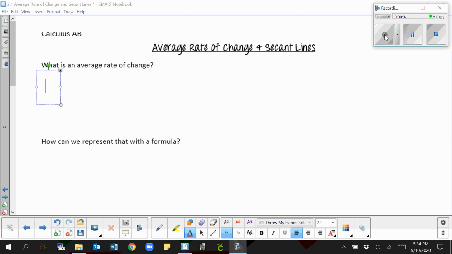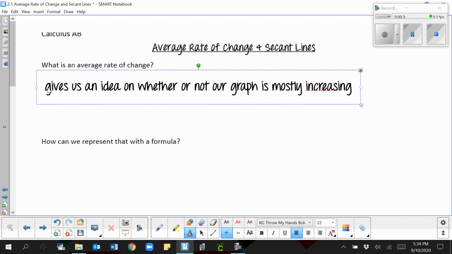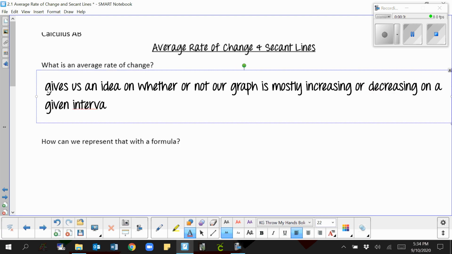Hey guys, today we are looking at 2.1, which talks about average rate of change and secant lines. So we're starting by talking about what the average rate of change is. The average rate of change gives us an idea on whether or not our graph is mostly increasing or decreasing on a given interval.